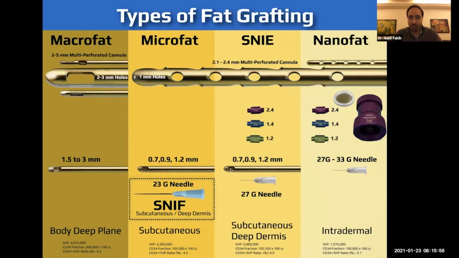Then we inject with this same cannula. You can inject SNIE, which is emulsified fat, also with a 27 gauge needle, normally in subcutaneous or deep dermis. You can also go into superficial dermis if you really want. Technically, nanofat we inject intradermally and it creates bumps. The only difference between SNIE and nanofat is that after emulsifying, we pass it through the transfer connector and create nanofat. We usually inject with a 27 to 33 gauge needle. This is a summary of macro, micro, SNIF, SNIE, and nanofat.